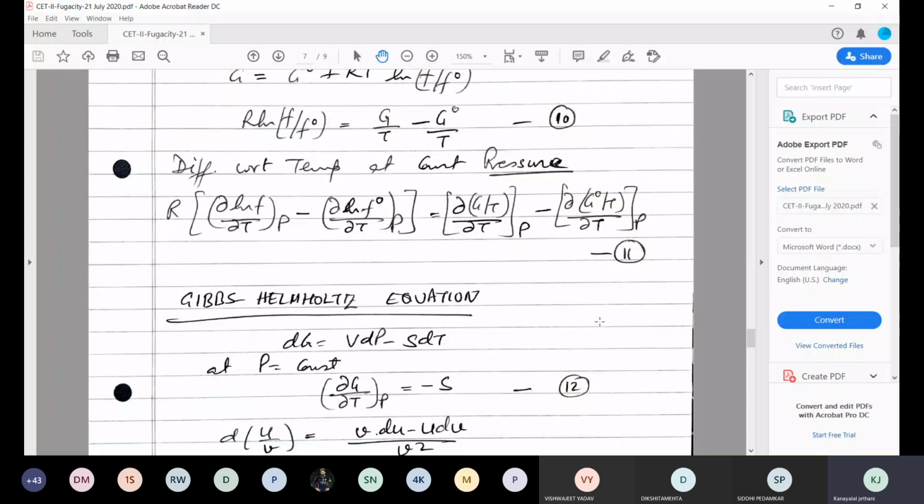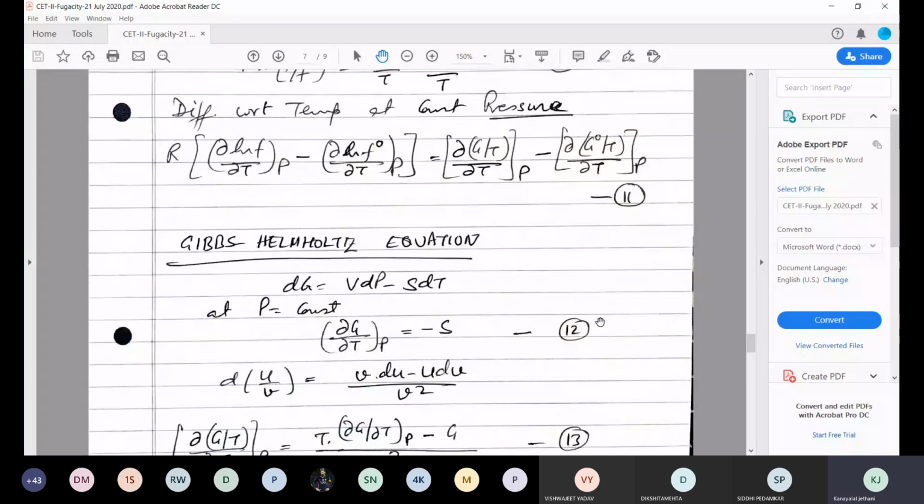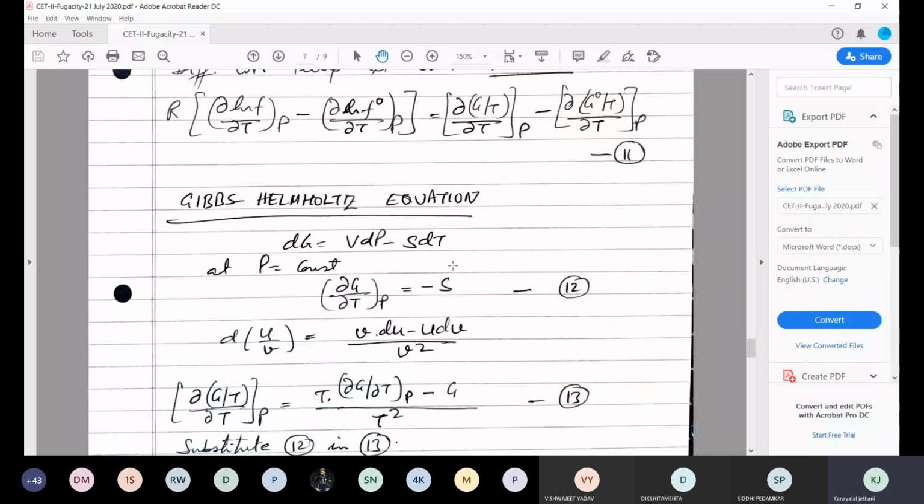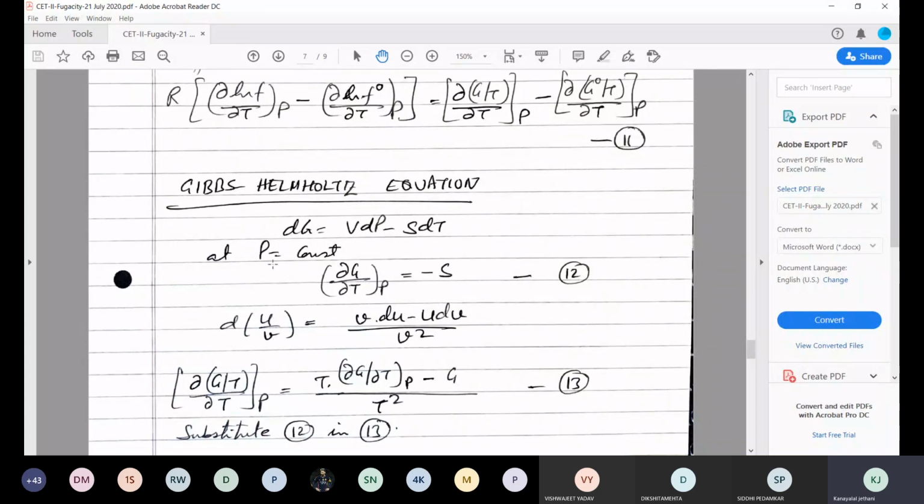So then we'll derive the Gibbs-Helmholtz equation. dG is equal to V dP minus S dT. We know that. So at constant pressure, we get (∂G/∂T) at constant pressure is equal to minus S, because dP is zero, so we get minus S.